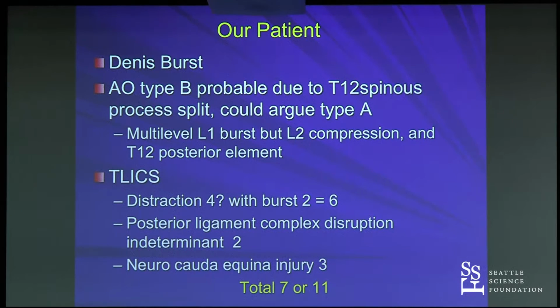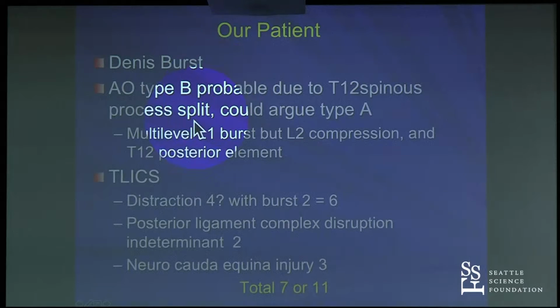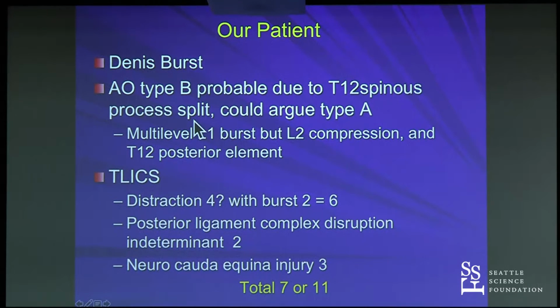So what about our patient? Okay, so he's a Denis burst. I think we could all agree he's a burst. If we look at the AO, he's probably a B. It looks like he fractured posteriorly through the spinous process. Some may argue he's an A.